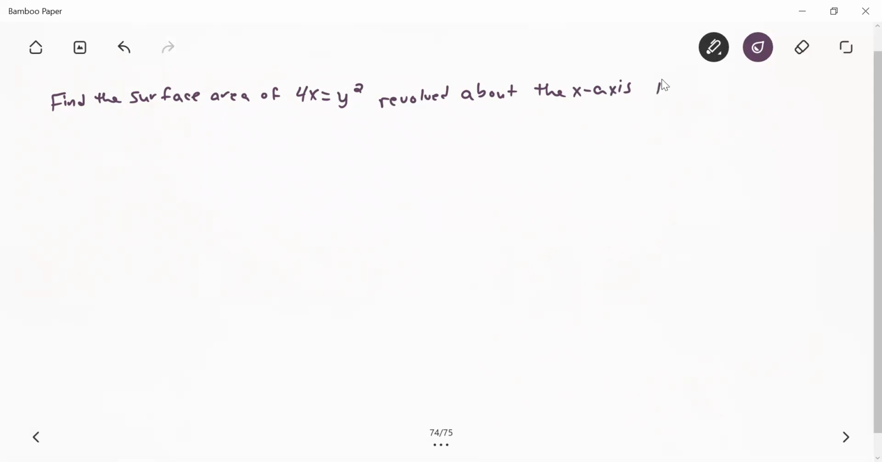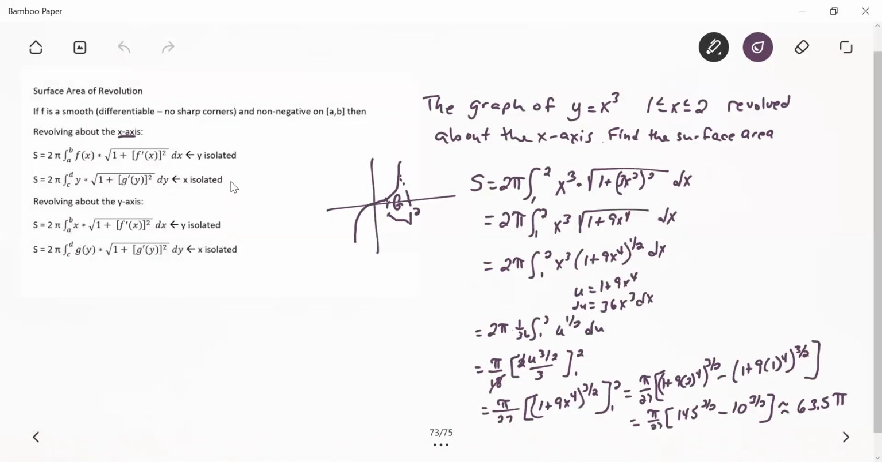Oh, I forgot to give you A to B. So A is (0, 0), B is (1, 2). All right. Since this is revolved about the x-axis, I can use either the formula when y is isolated or when x is isolated. And I can isolate either one. I'm going to isolate x just so you can see this other function.